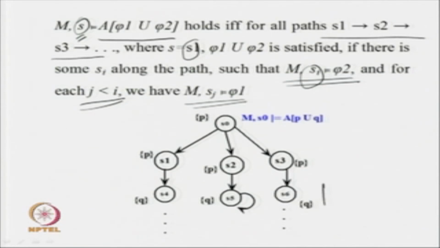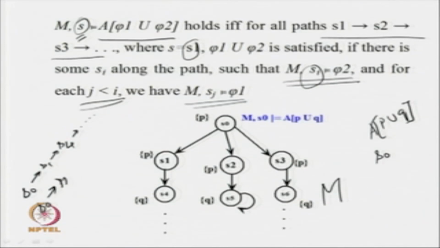Now, just consider this particular model M over here, and we are looking for the formula A P until Q in state S0. In this particular case, we have an execution trace from S0 to S1, and from S1 to S4, and it is an infinite path. Second, we are looking at the path where S0 has a transition to S2, S2 has a transition to S5, and in S5 we have a self loop. Again, we have another path from S0 going to S3, and from S3 we have a transition to S6, which again has a loop.